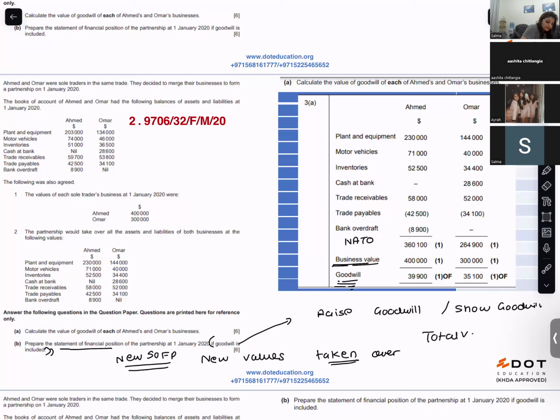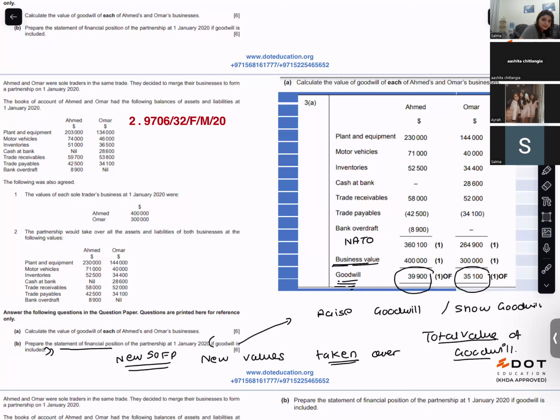75,000. How did you get that? Ashita, please answer. I don't know how she got 75,000. This is the 39,000 goodwill of Ahmed's business. Oh, total means adding both. I cannot teach English in accounts.